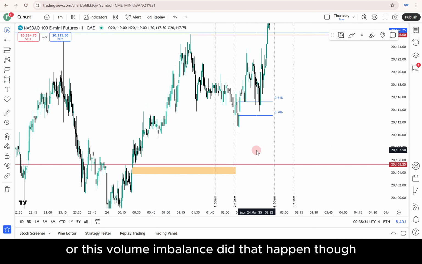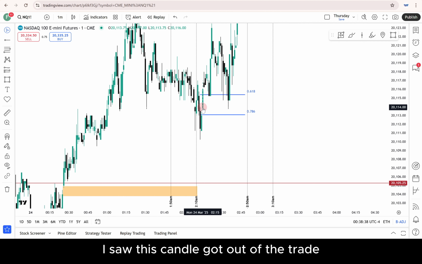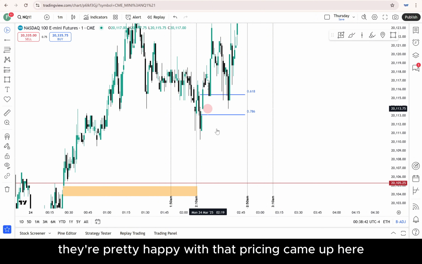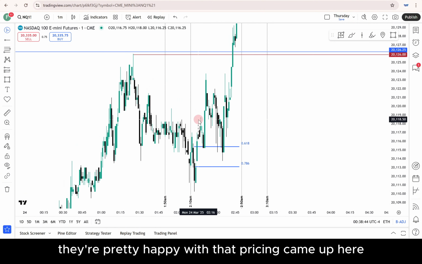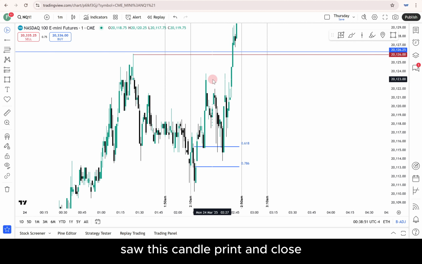Did that happen? No. So as I entered short from this order block creation, I saw this candle, got out of the trade, stopped out. Very small loss, mitigated the risk really well there, pretty happy with that. Pricing came up here, inverted this space, really impulsive candle, entered long from here, saw this candle print and close.